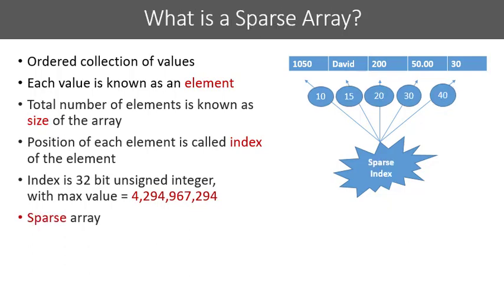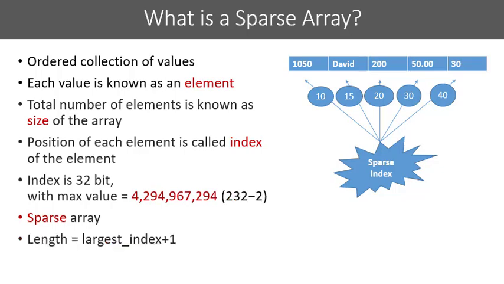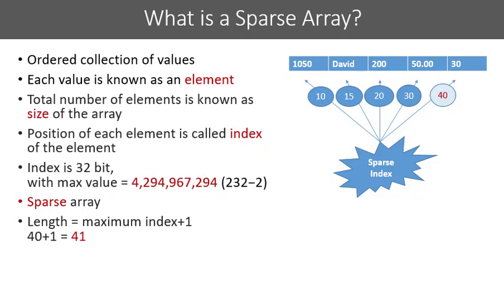An array is called a sparse array when the indexes of its elements are not contiguous. You can store the first element at index 10, the second element at index 15, and so on. The length of the array is always 1 greater than the largest index. So here in this example, the length of the array is 41 because the largest index is 40. Even though I have stored only 5 elements in the array, the length is 41. It has automatically enlarged the array and put undefined values for the elements for which you have not provided values.